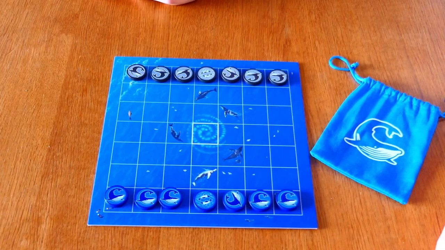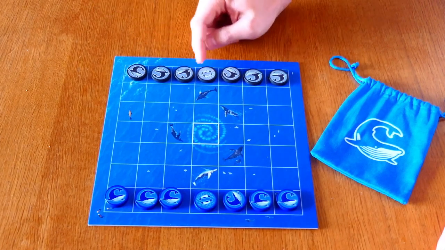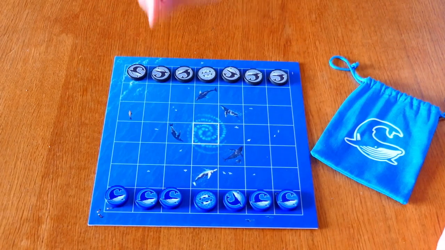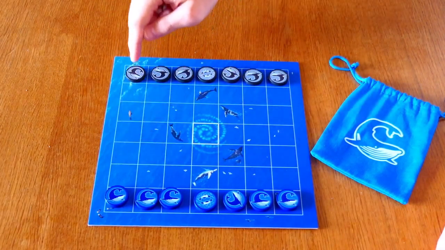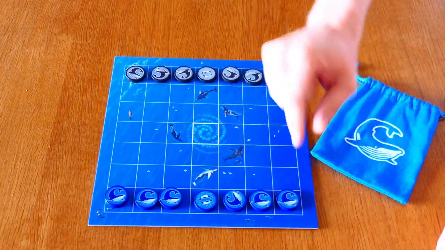So in the game you take turns, and when it's your turn you move one of your tiles. So either your school of fish or the humpback whales. So how can the tiles move? They can move vertically, they can move horizontally if they are not blocked, of course, and they can move diagonally.